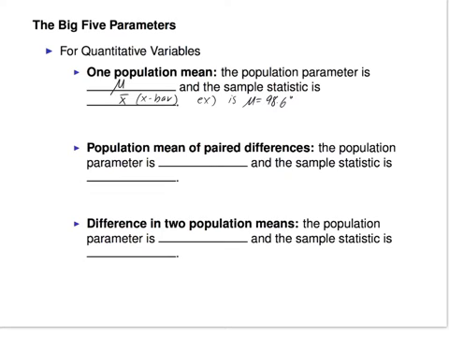Okay, and then the last two are a little bit easy to confuse if you don't think. You could have a population mean of paired differences and then a difference in two population means. We'll talk about how they're different in just a moment. In this case, the population parameter is mu sub d, and the sample statistic is something that your book at least calls d bar.